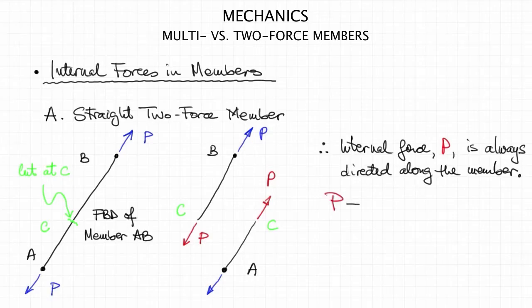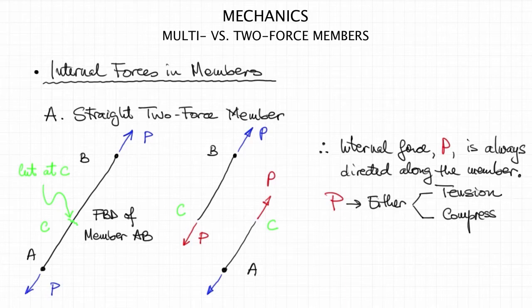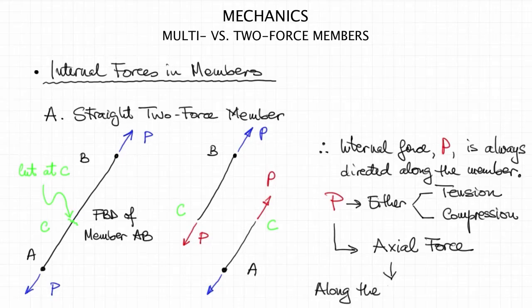And again, P is directed along the member and can put the member either in tension or in compression, as it's the case for the members in a truss, for example. And because this force is directed along the member, it is called axial force. Axial because it runs along the axis of the member.